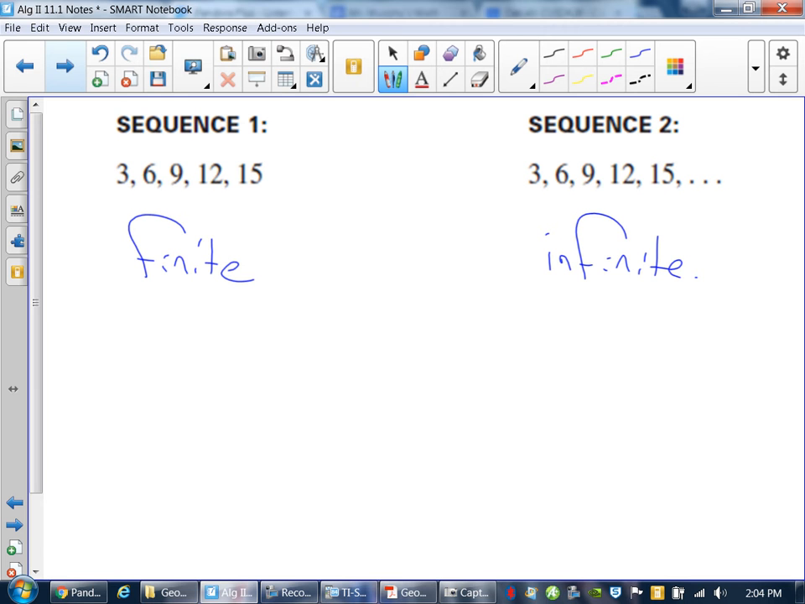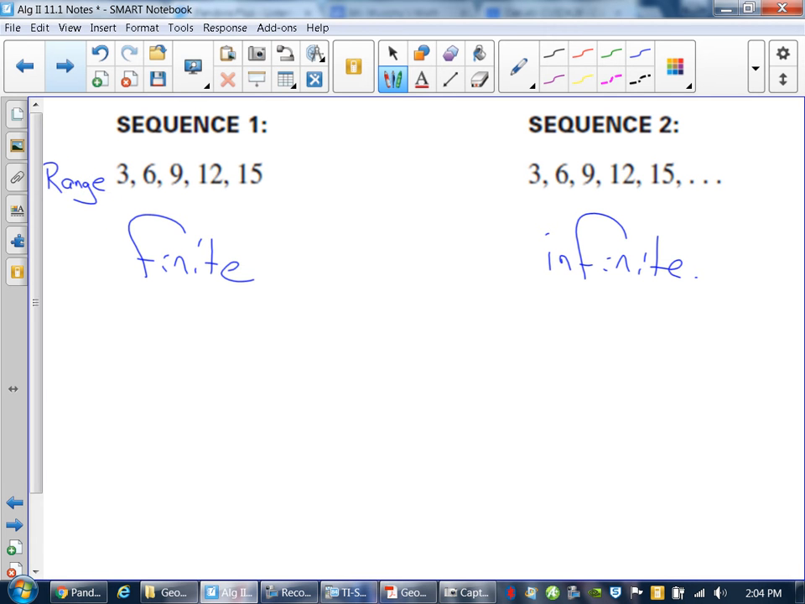Now, what we do here is we talk about them as specific terms. First term of the sequence, second term of the sequence, third term of the sequence, and so on and so on. We look at it as these sequence values are actually values in the range.